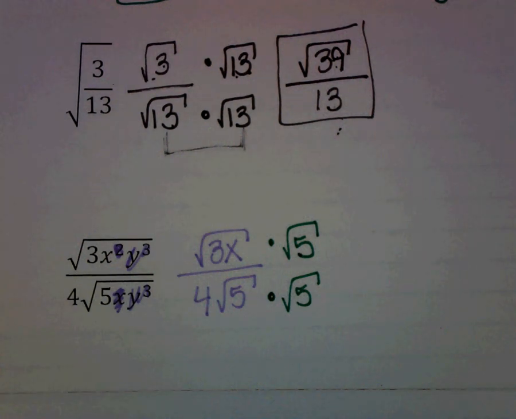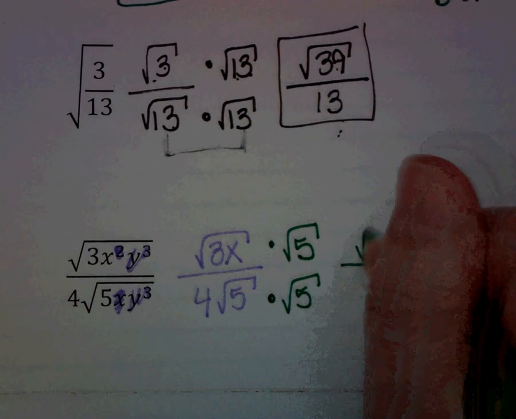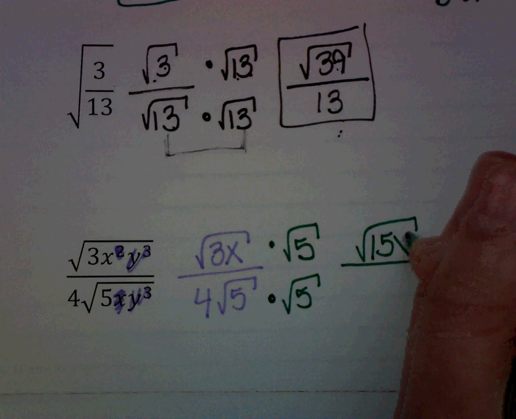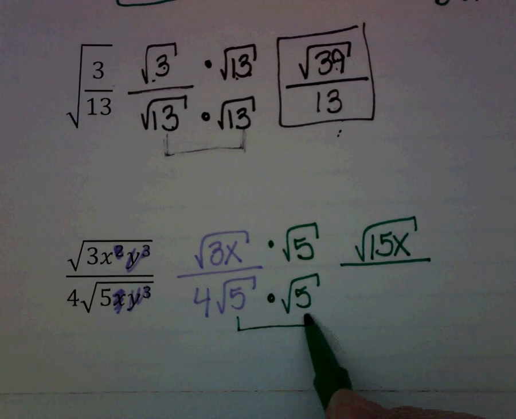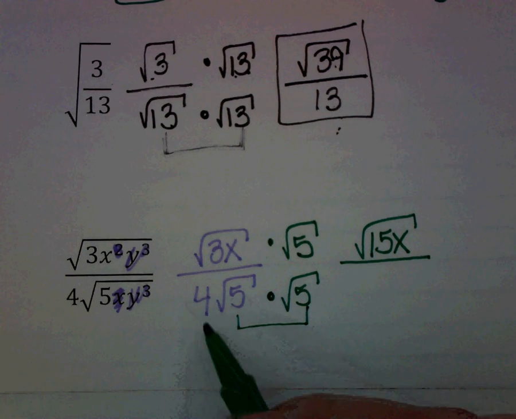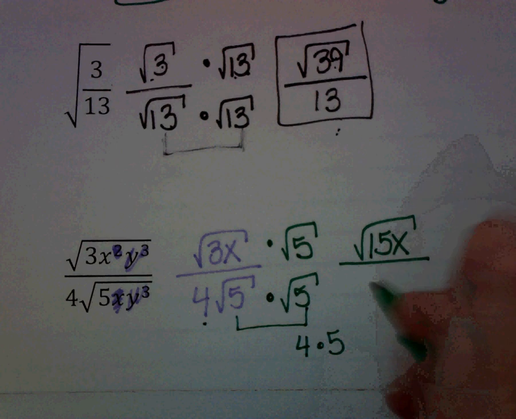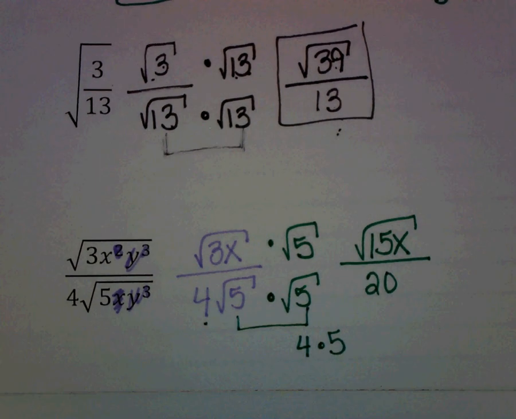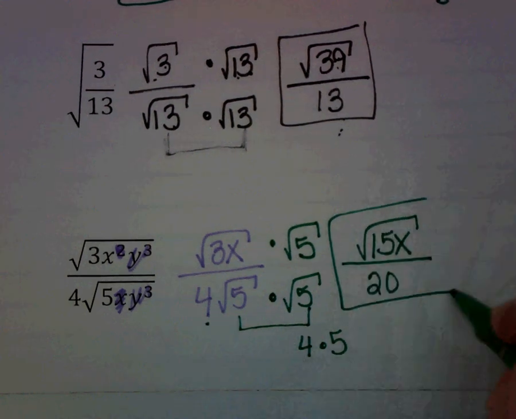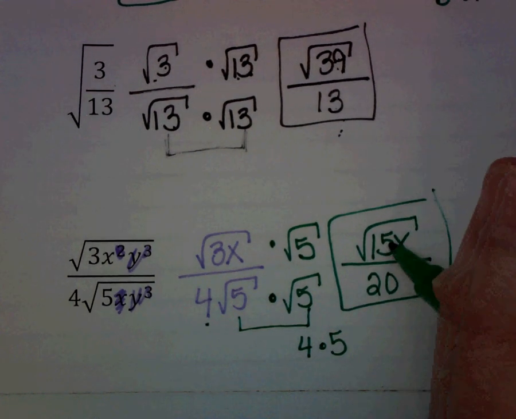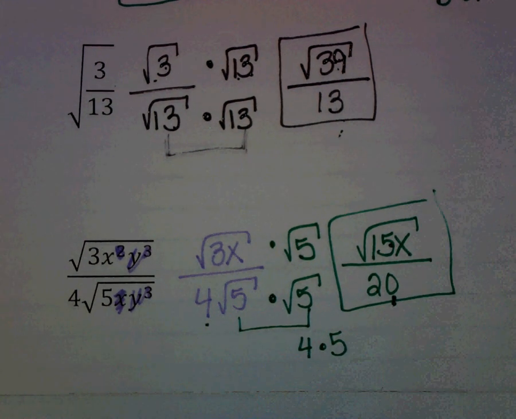And so let's see, on top, that gives me the square root of 15x. Okay, now on bottom, a little bit trickier. This pair of 5s comes out, and the 4 is already there. So that's going to be 4 times 5, which is 20. And that's it. That's all we can do. Those don't reduce. This is inside, this is outside. Radicand, not a radicand. So we cannot reduce that anymore.